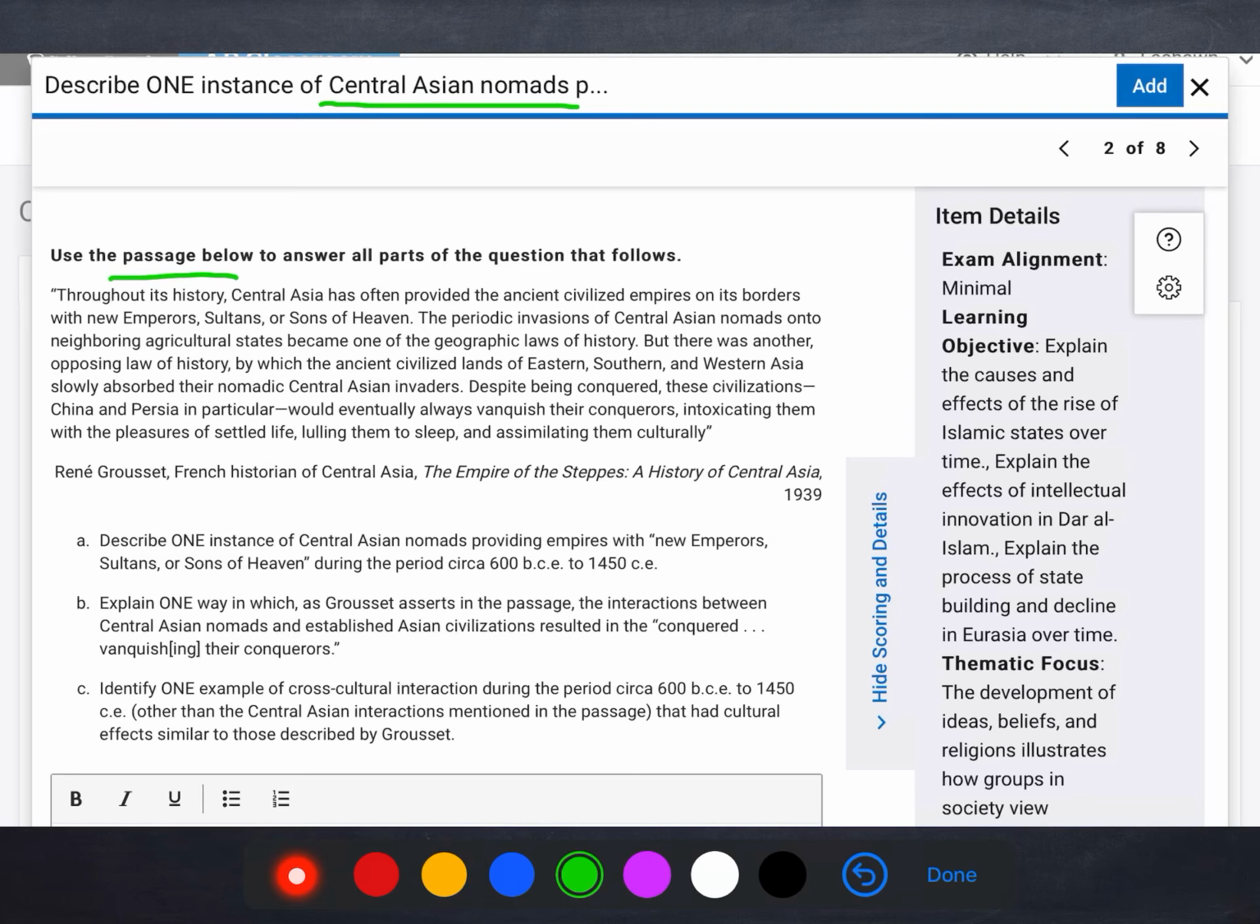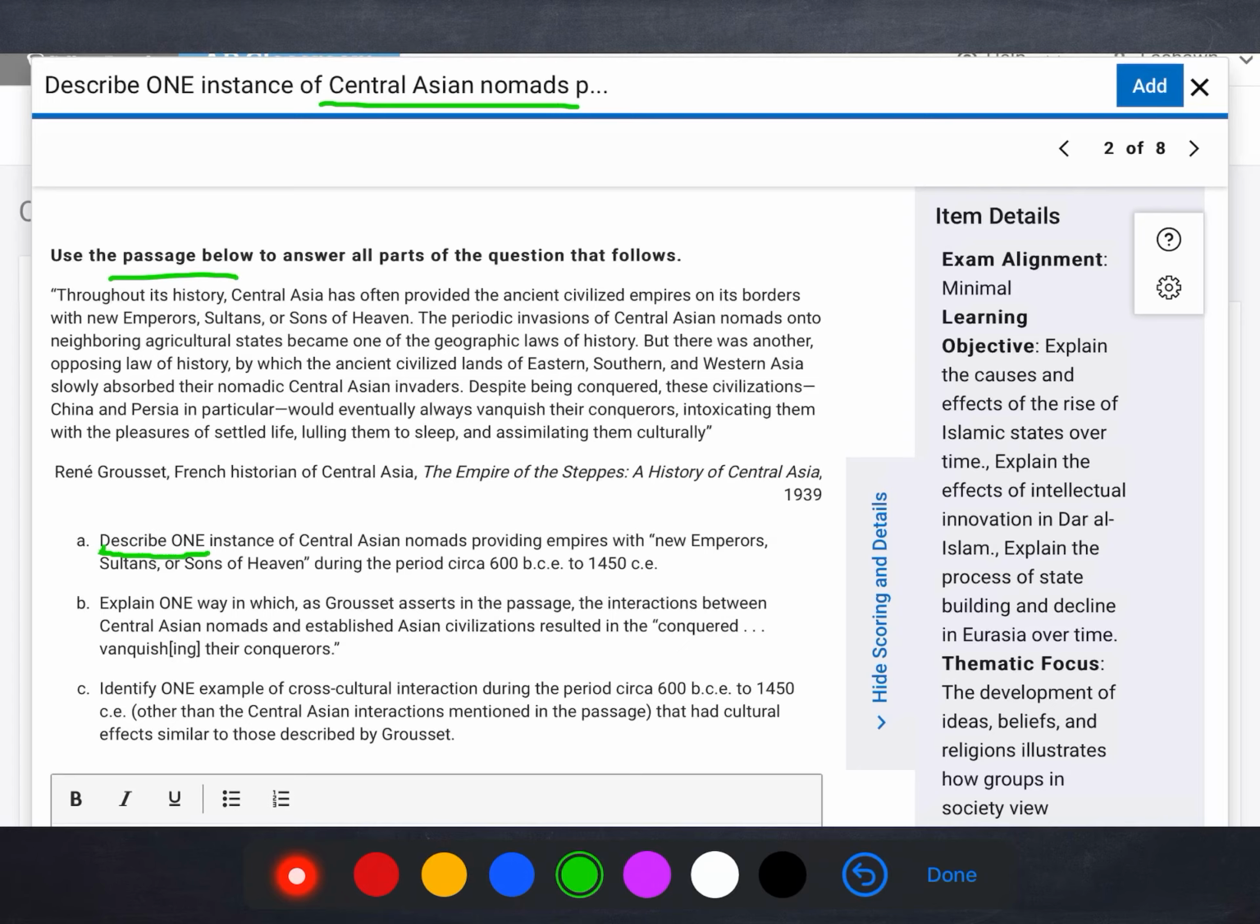Let's look at the questions to see what type of question it is. Describe one instance of Central Asian nomads providing empires with new emperors, sultans, or sons of heaven during the period circa 600 BCE to 1450. So this one is not asking me to support an argument or to refute an argument. Therefore, this is just a stimulus question. So I need to be able to describe one instance.